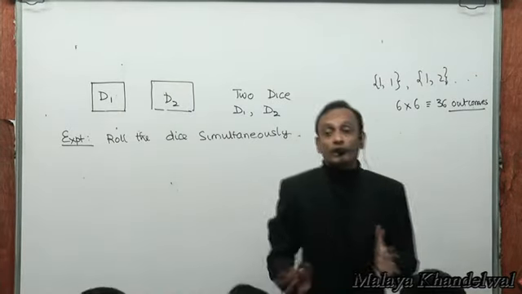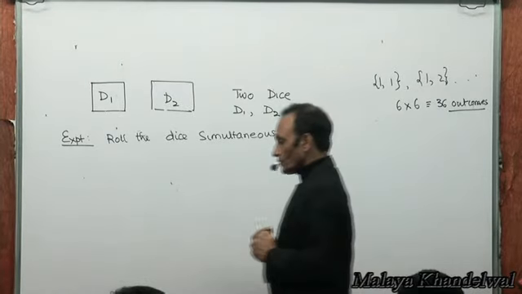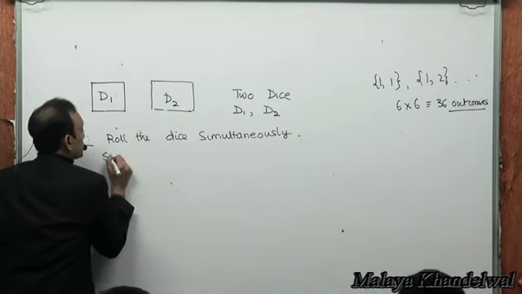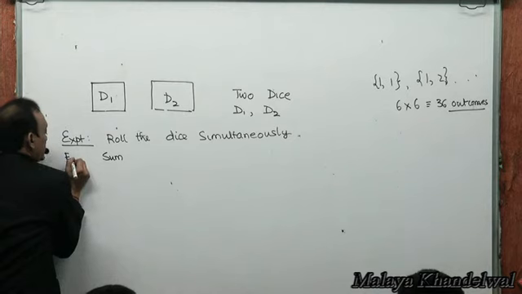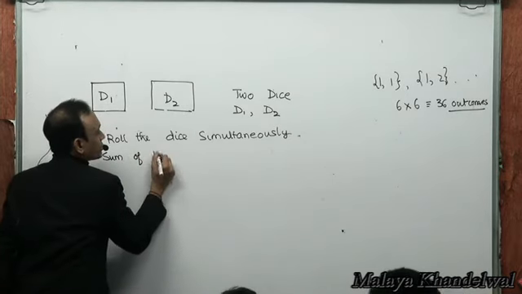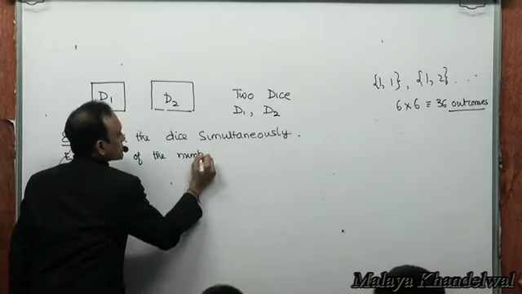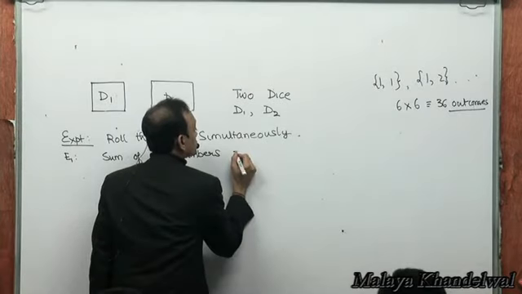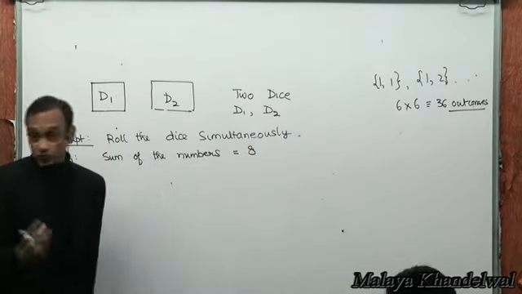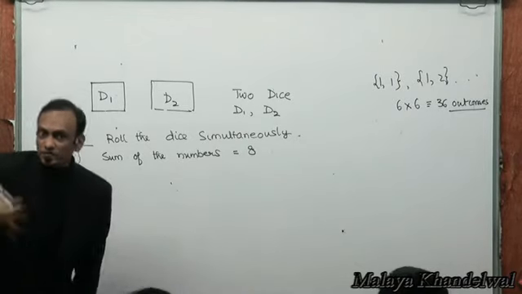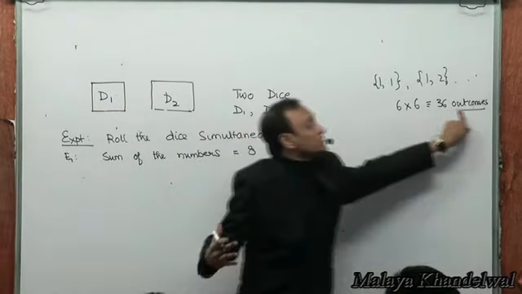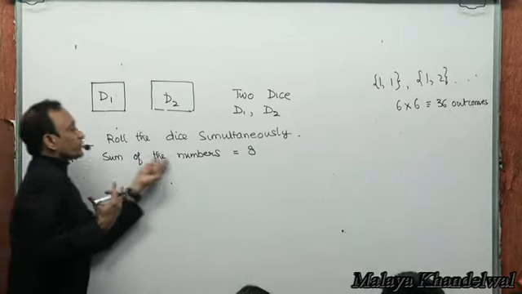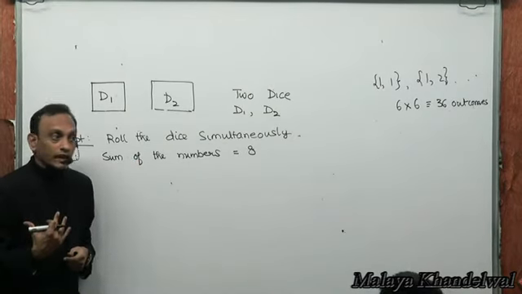Now, when I roll these 2 dice, there could have been an event, say E1, where the sum of the numbers of the 2 dice that show on top is, say, 8. That's one possible event, which is a subset of the sample space. The sample space has 36 elements, 36 outcomes, right? A subset of the sample space is, well, sum of the numbers 8, right?